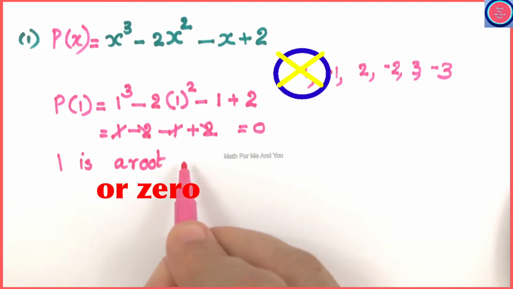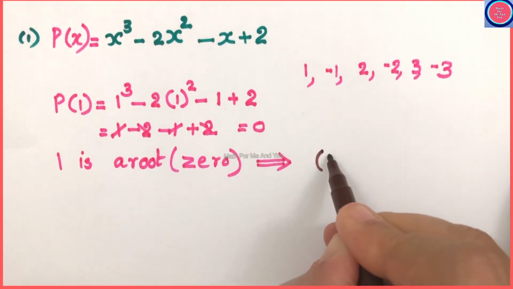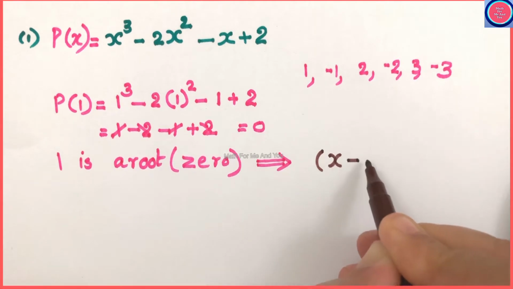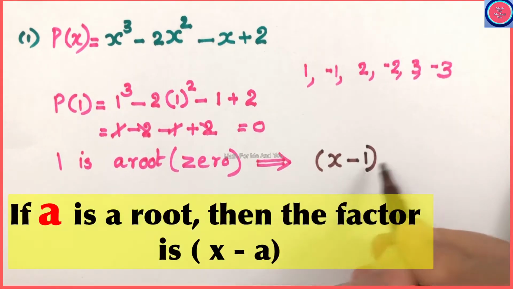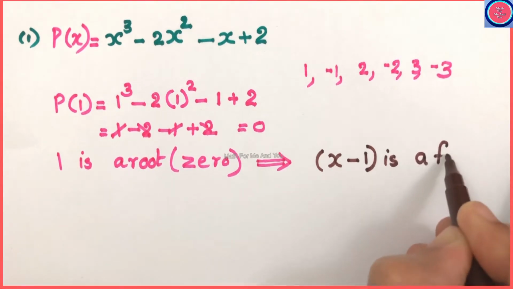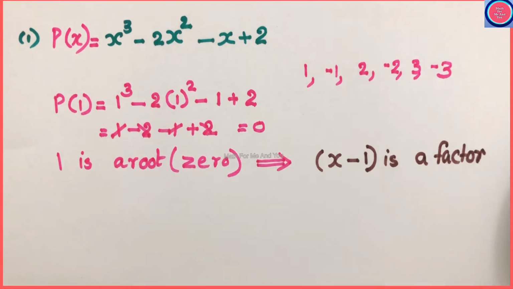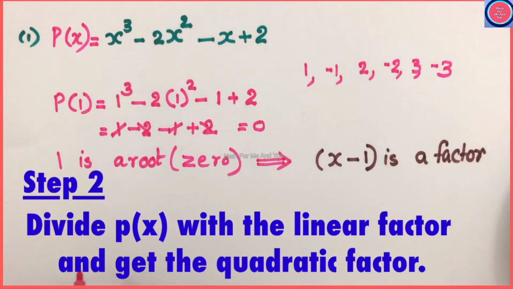If 1 is not a root, that means we are not getting this equal 0, we go for the other number. If 1 is a root, what is the factor? X minus 1. If a is a root, x minus a is a factor. And here we can write x minus 1 is a factor. Now we have to move on to step number 2. Divide the given cubic polynomial with this factor.